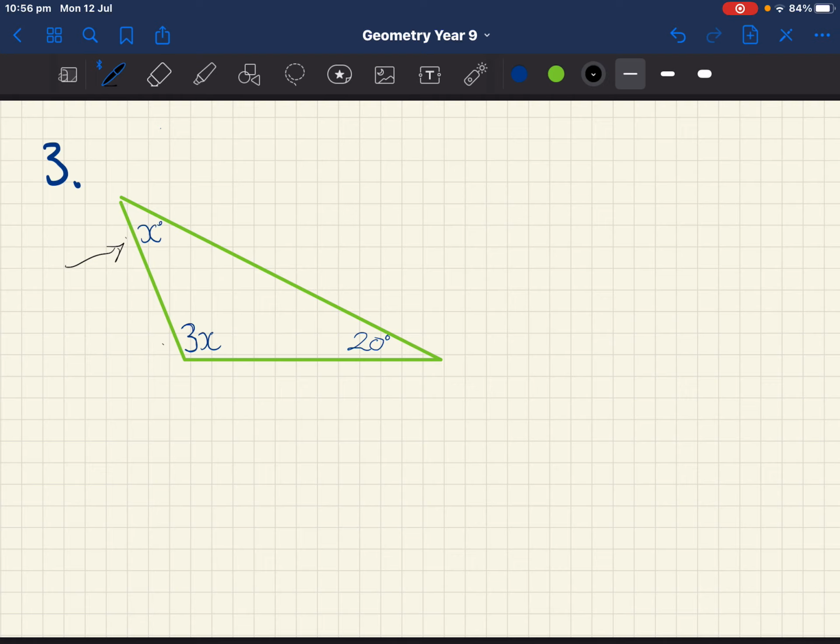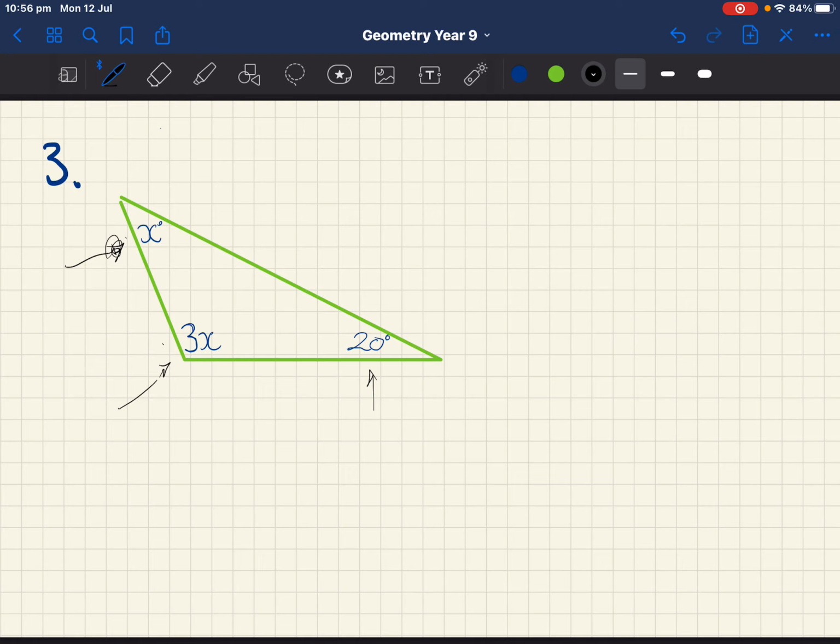We've got this other little one down the bottom, which we do know the size of. That's 20 degrees. That's the only angle whose size we know. And if you look at the big angle here, again, we don't know the size of it, but we do know that its size is 3x, or in other words, 3 lots of x. In other words, it's 3 times larger than this top first one that we looked at. All right, so this is the question of the triangle that we're dealing with.